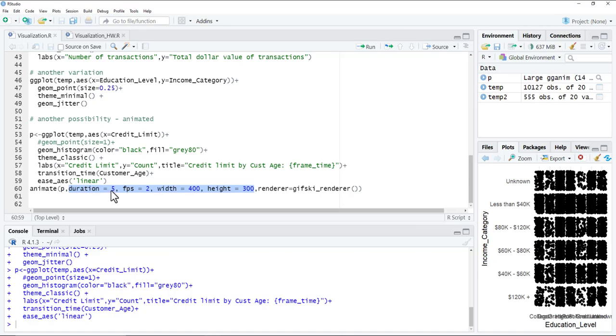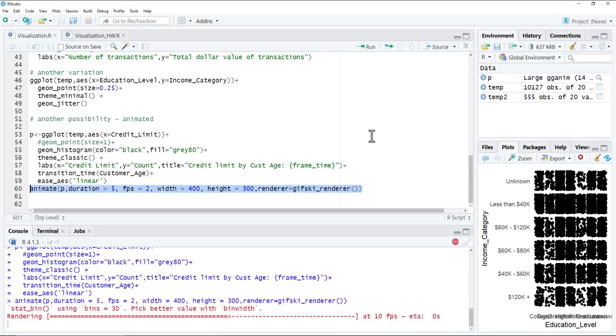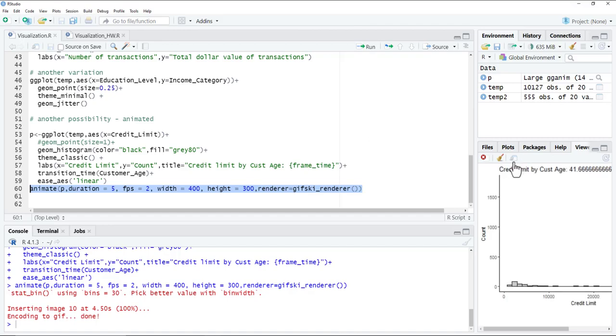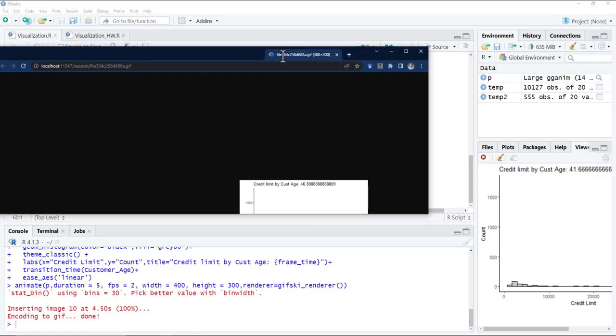How long should each frame last? How many frames per second? The width and the height of that graph. Just see how they look. This renderer equals gifski_renderer uses the gifski package and just tells it how to animate it. So we run this. It takes a minute. You can look at it over here, or you can click on this to show it in an internet browser. I think it's a little bit easier to look at here.